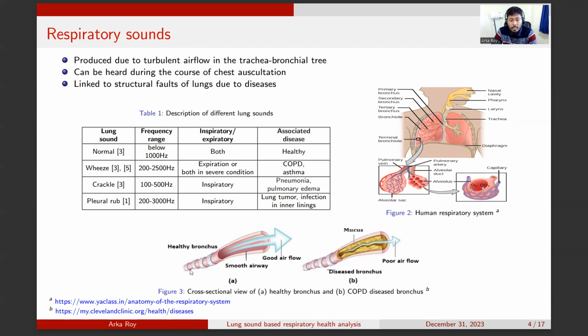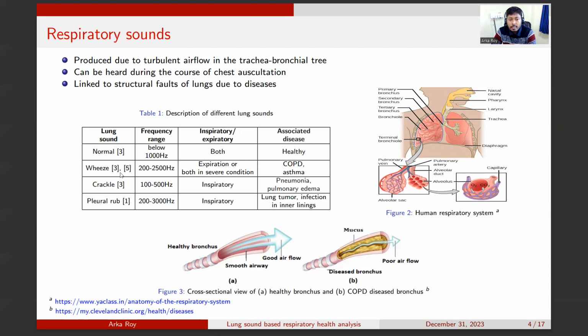Now, if the lungs are healthy, then the airflow will be very smooth. However, in disease cases, due to clogging of mucus, sputum, etc., the path may get narrowed. And due to that, several adventitious sounds can be produced, for example, wheeze, crackle, and pleural rub.